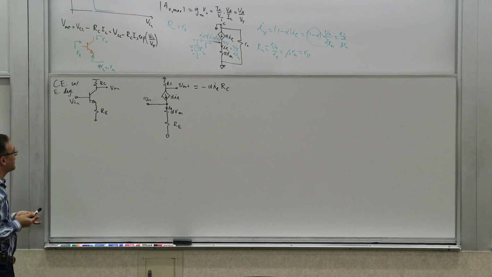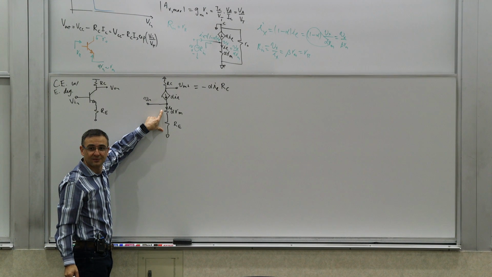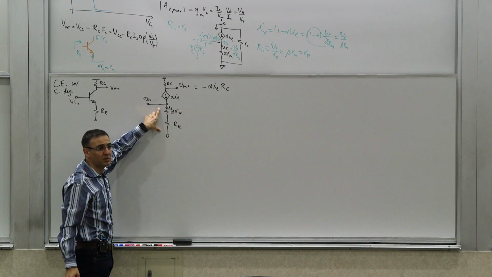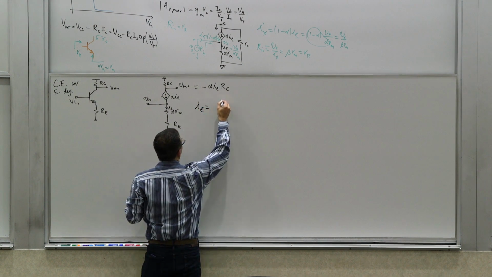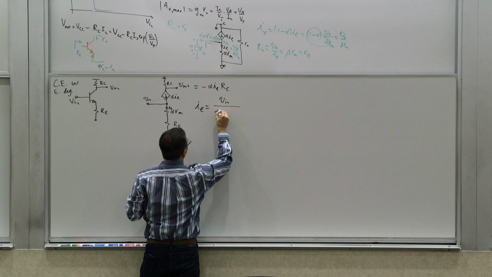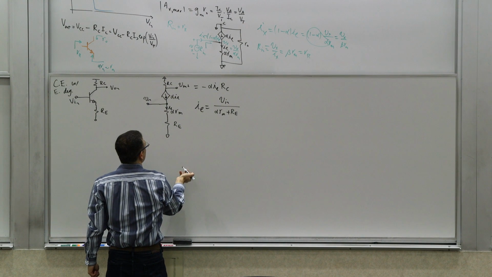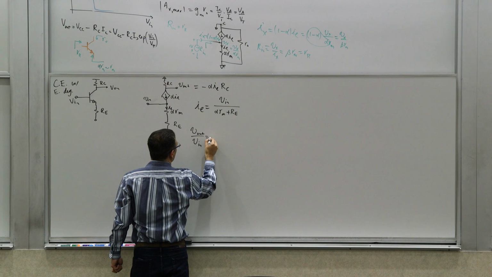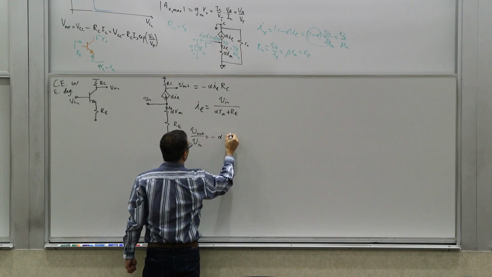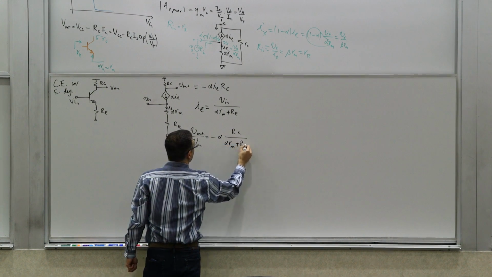What is IE in terms of Vn? Well, it's a pretty straightforward thing. You know this voltage is Vn. There are two resistors here, right? So it's this voltage divided by these two resistors. So IE is simply Vn divided by alpha Rm plus Re. And if you plug that back in, you will get Vout in terms of Vn. So Vout over Vn is negative alpha Rc over alpha Rm plus Re.